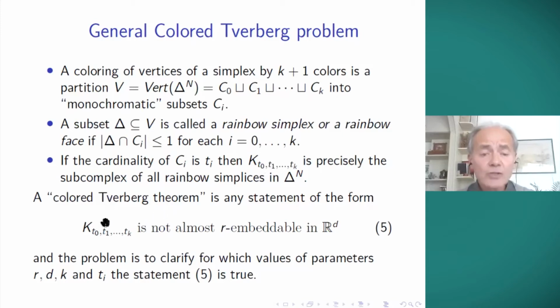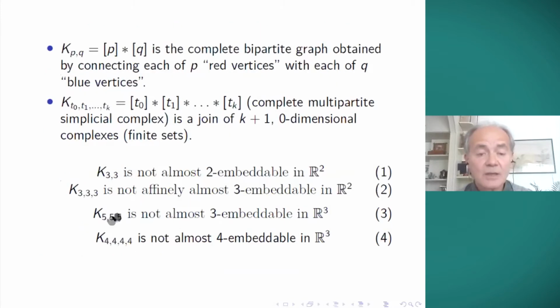It is the question: characterize all complexes which have the property that they are not almost R embeddable in R^D. So you have parameters: you have the dimension of the ambient space, you have this overlapping number R, you have these cardinalities of the colors, and then you ask for which values of the parameters you will have a positive result, a non-embeddability result. And here we have some examples.